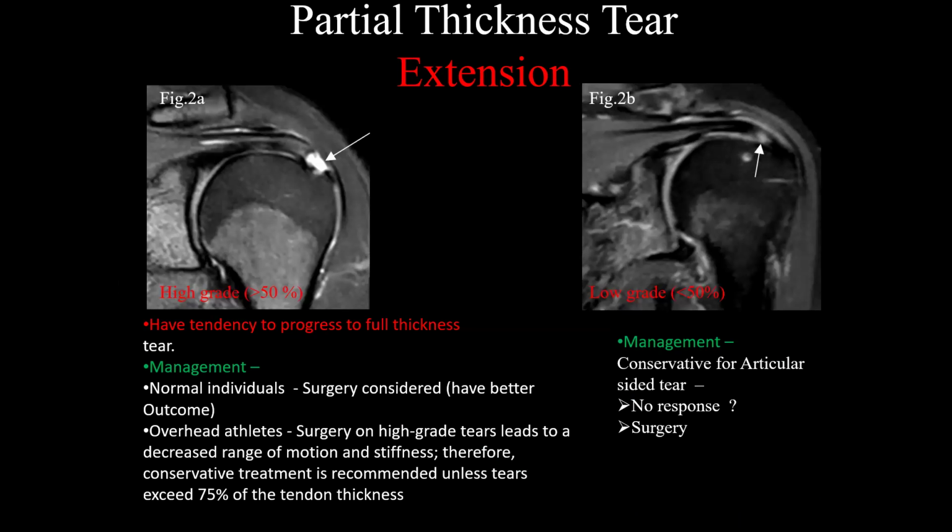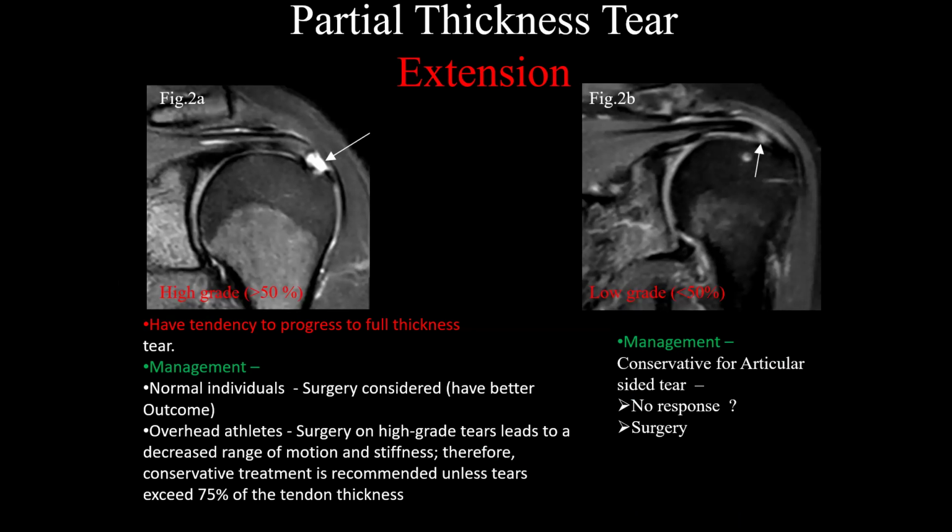Next, according to the percentage of involvement of the thickness of tendon, they are classified as high or low grade. In the first image, we can see the involvement of bursal fibers with more than 50% fibers involved, which is suggestive of a high grade tear. These tears are to be managed actively as they have tendency to progress to full thickness tear.